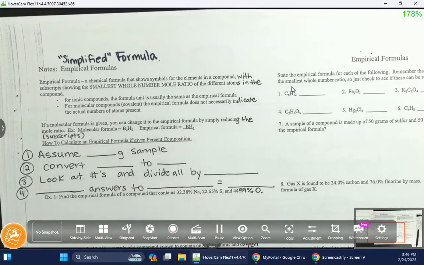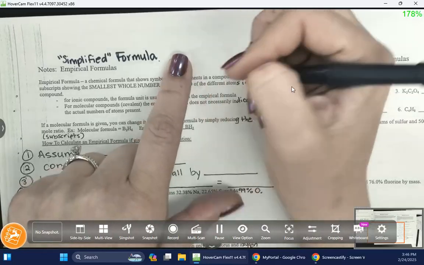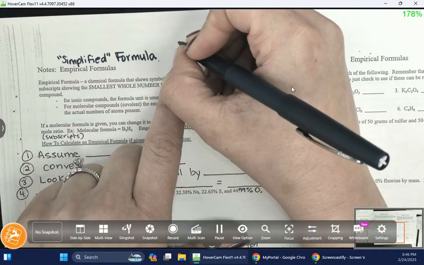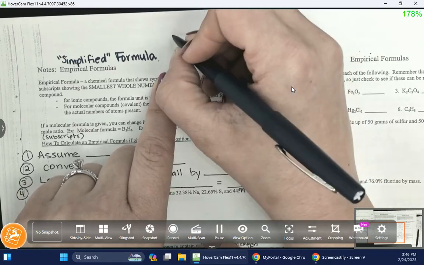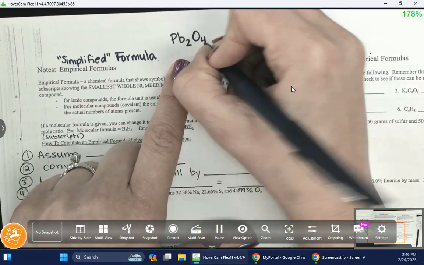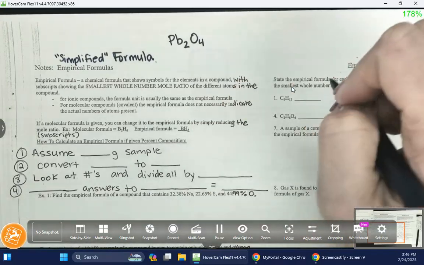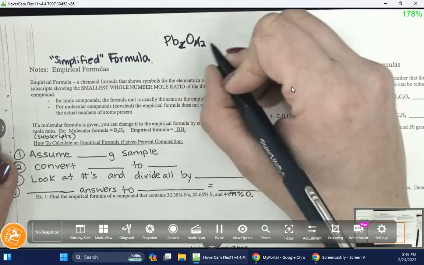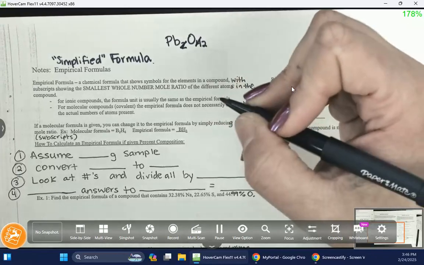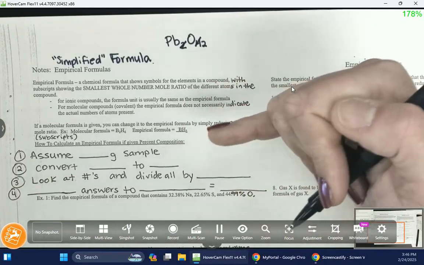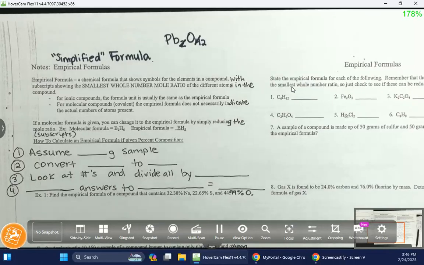A place where you saw that already was when we had something like, say, lead IV oxide, and so you had Pb2O4 like that, and you basically looked at that and you knew, oh, we've got to change that to be a 1 and this one to be a 2, so it was PbO2. So we did that with ionic things, but we didn't do it with our covalent things. We just left our formula alone because I told you guys, those don't change.